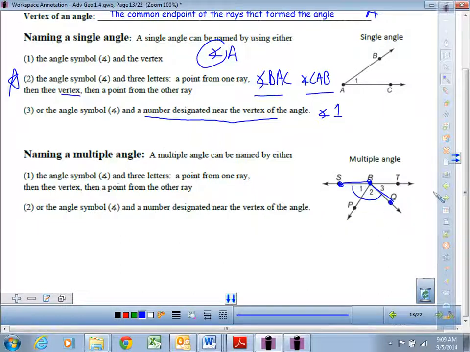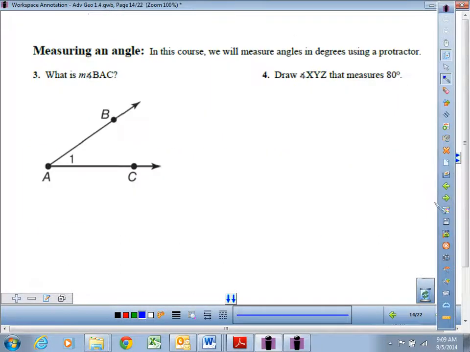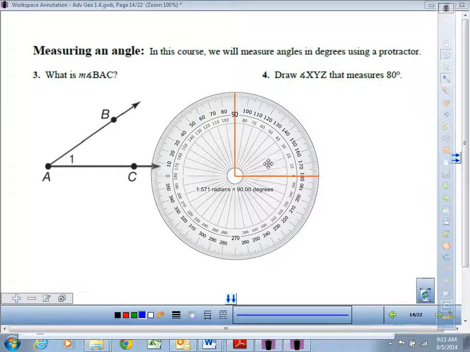Now, naming angles, please don't get that confused with this, which is classifying. Well, we'll get to classifying here in a second. Alright, measuring an angle, you need to be able to use your geometer, so pause this and get your geometer out. Now here's my 360 geometer.